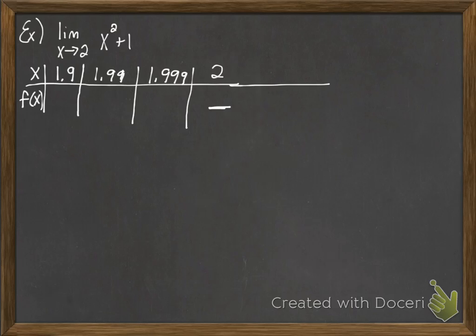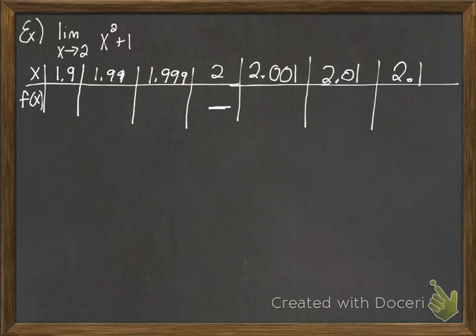And then I'm going to continue on the other side. Values that are a little bit bigger than 2. So 2.001, 2.01, and 2.1. The values are a little bit closer and a little bit further away from 2. And then we want to go in and evaluate the function at those different points to see, well, what does it give us?